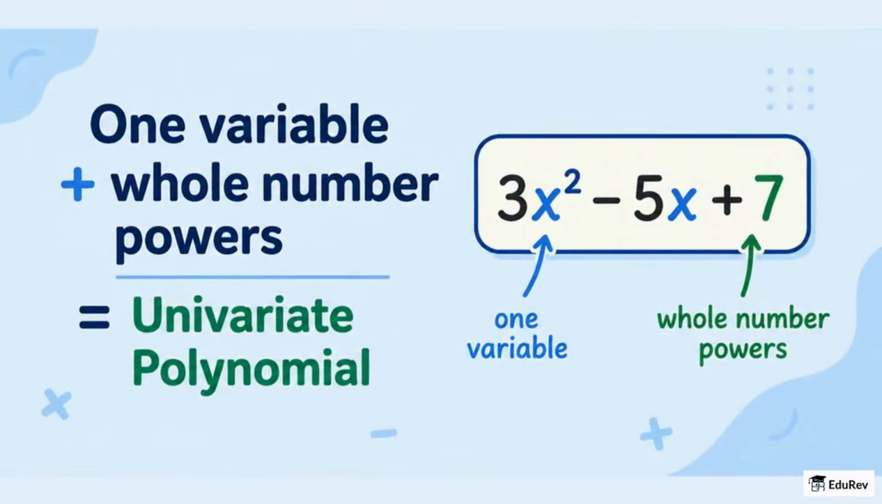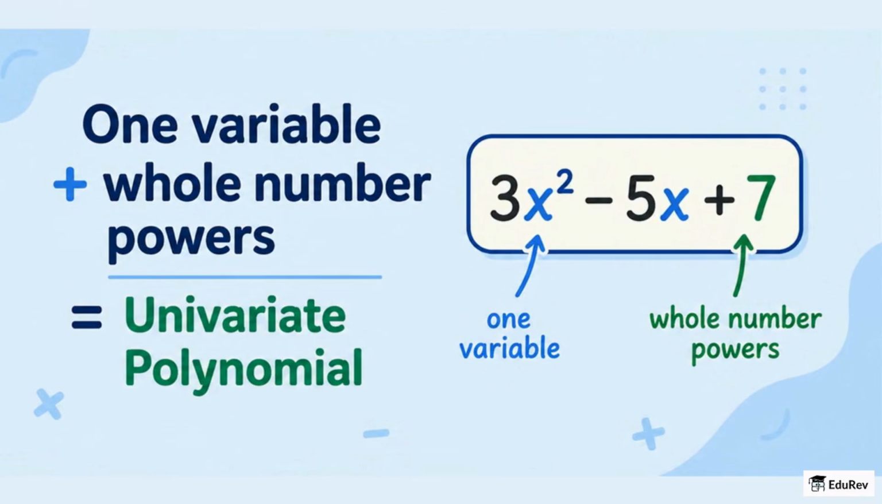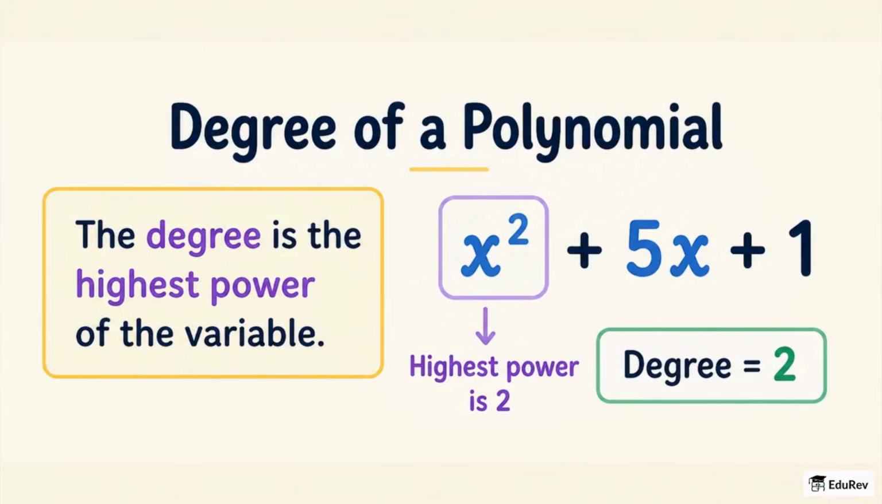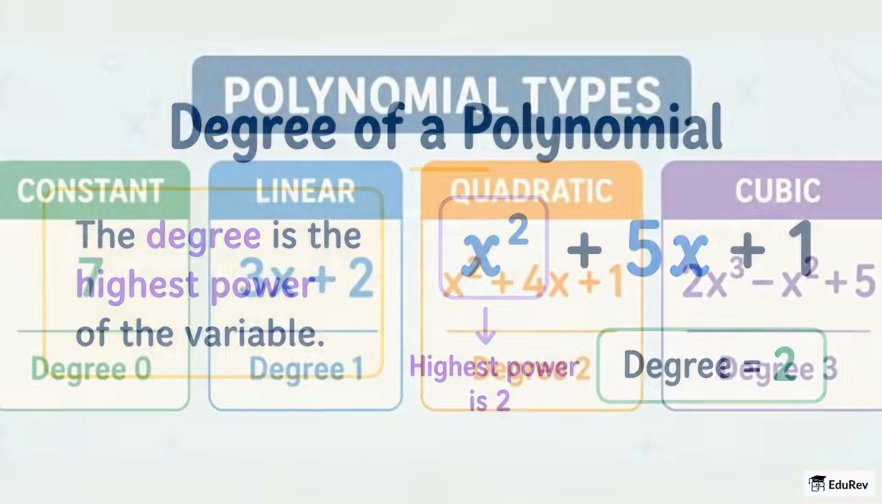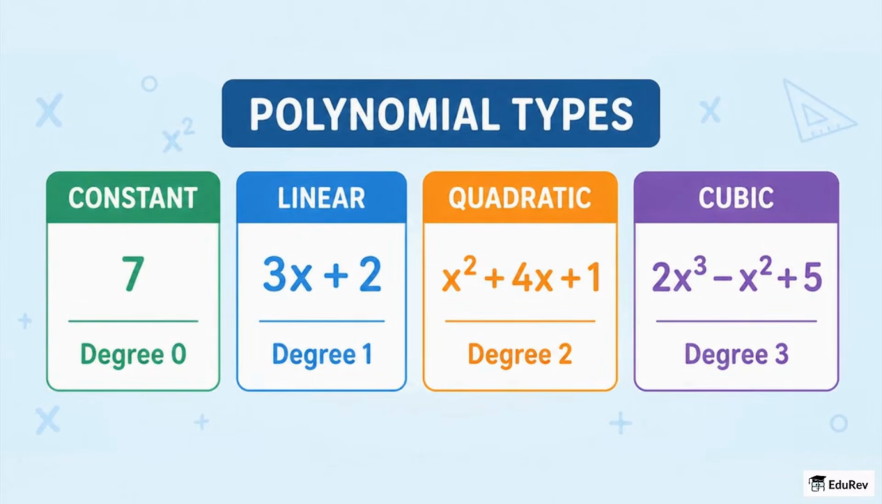When an expression uses only one variable and whole number powers, we call it a univariate polynomial. The degree of a polynomial is the highest power of the variable. For example, degree 2 for x squared plus 5x plus 1. Types are easy to remember. Constant has degree 0, linear degree 1, quadratic degree 2, cubic degree 3.